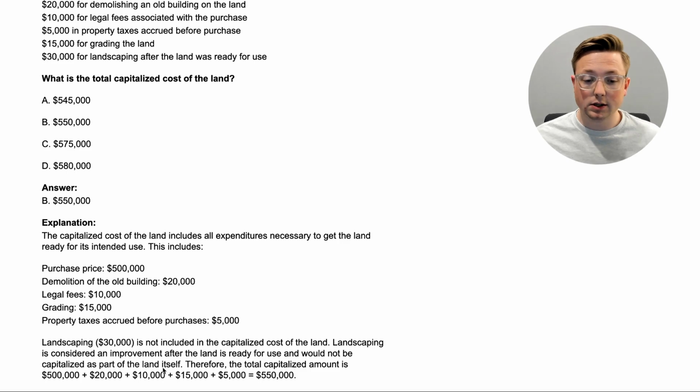So the total cost and the total capitalized amount, the gross value, however you want to look at it, is $500,000 plus $20,000 plus $10,000 plus $15,000 plus $5,000, which is $550,000. So as you can see, it's not too difficult. You basically just have to think, what are the things that are actually going into this land or this building or this equipment being usable? And that will be a part of the gross value on the books. Let's go to the next question.